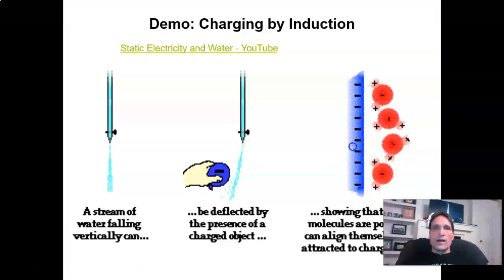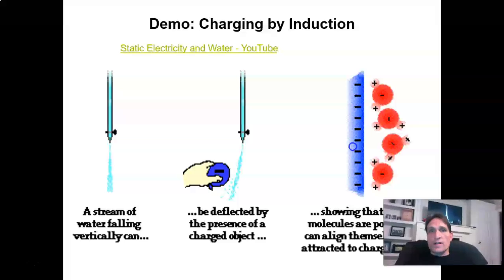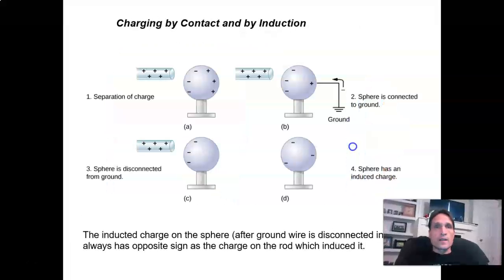And so that's an example of charging by induction. You can take some snips of paper and a comb, or take a stream of water going out of a cup like that, and you can observe that effect pretty easily. It's a little tougher out of the faucet, at least out of my faucet it was. I could observe the effect, but it wasn't easy to see on the camera. So you can do that.